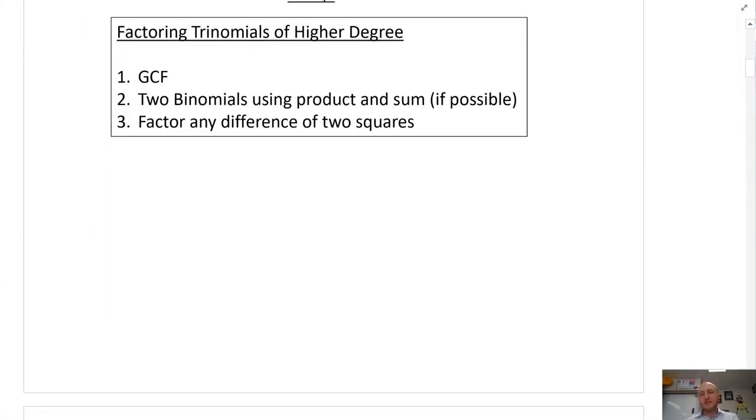The step process that we're going to follow is first to look for a GCF. It's important that we look for a GCF first because it will simplify or reduce the trinomial that we're working with. Secondly, we'll factor the trinomial into two binomials using the product and sum method, and I'll refresh your memory on what that is today. And thirdly, we'll factor any difference of two squares from our binomials if that is applicable.